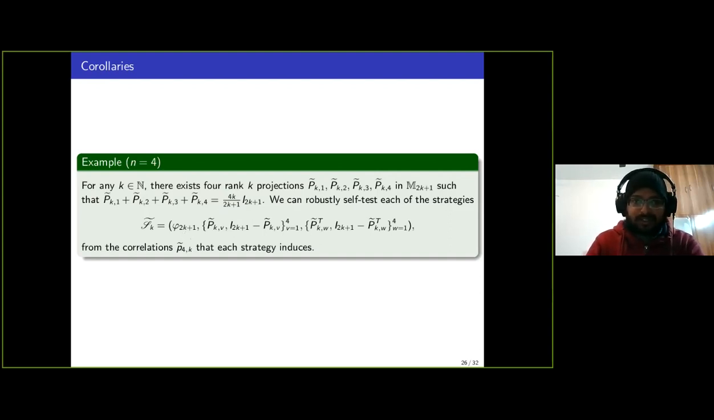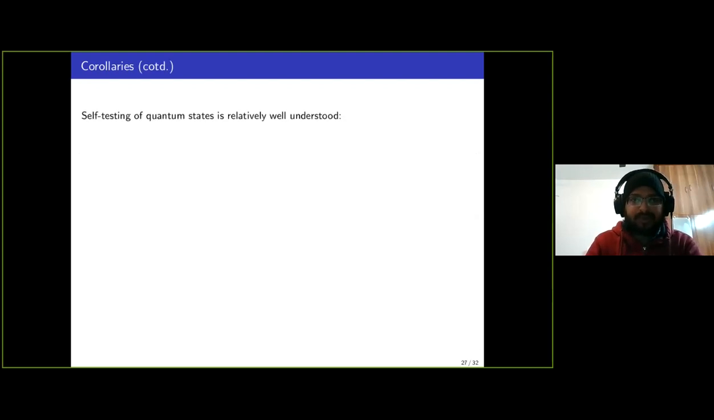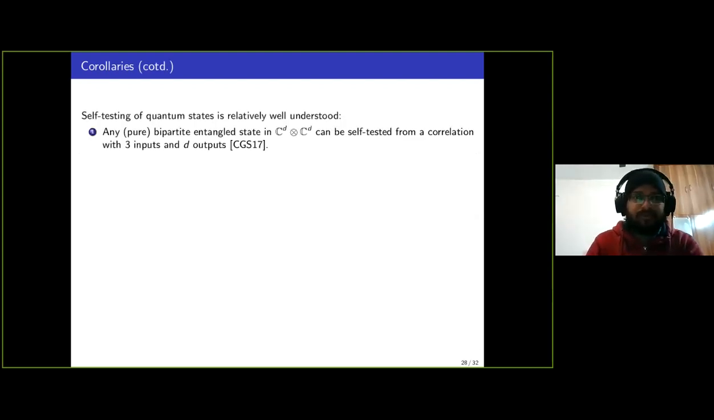So that leads us to some known results that we know from before. For example, we know that any pure bipartite entangled state in C^D tensor C^D can be self-tested from a correlation with 3 inputs and D outputs. This is from the work of Coladangelo, Goh, and Scarani from 2017.